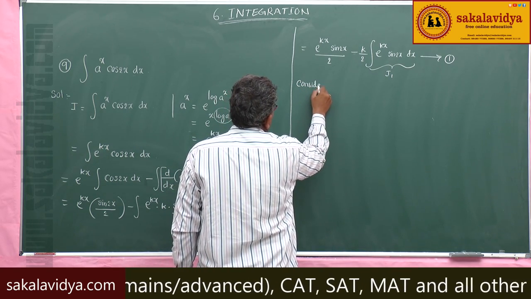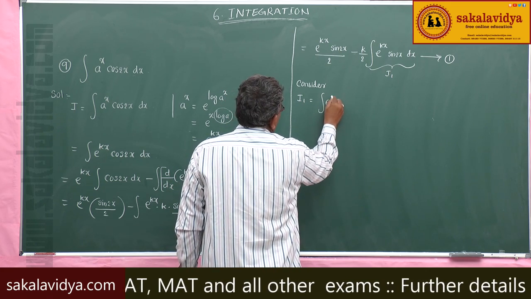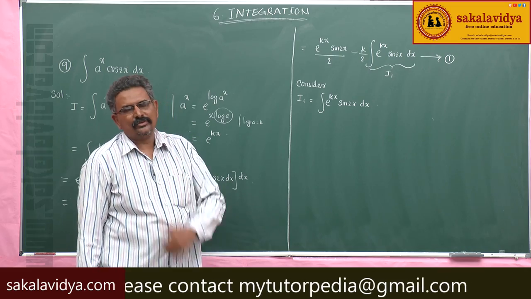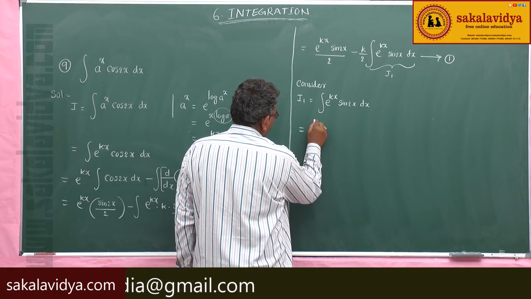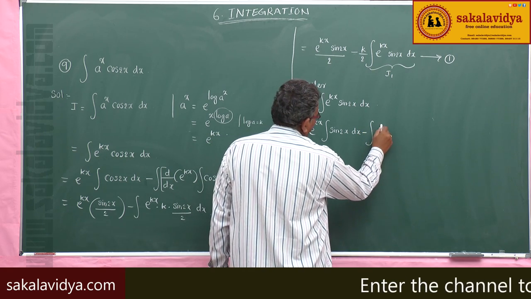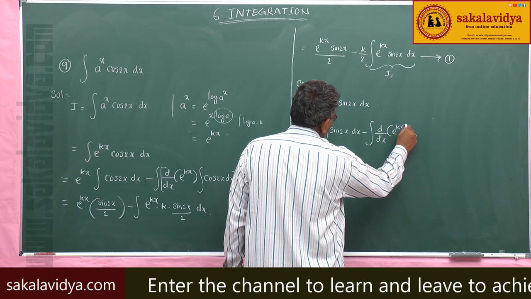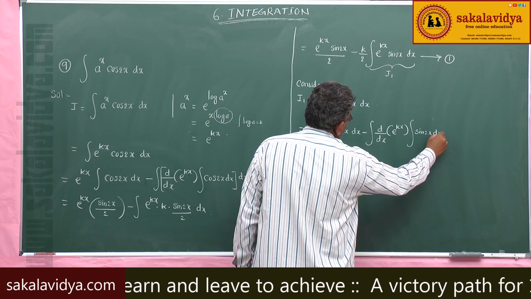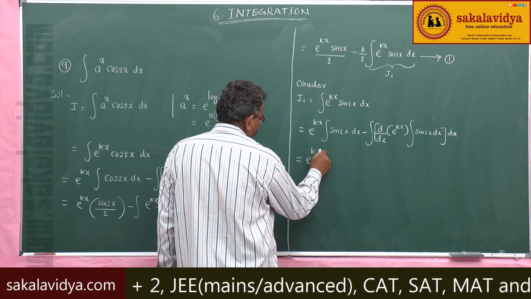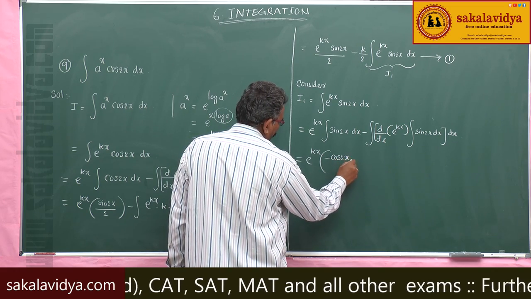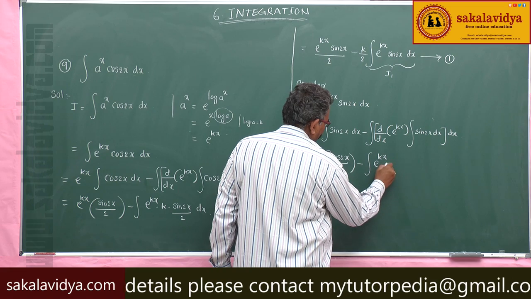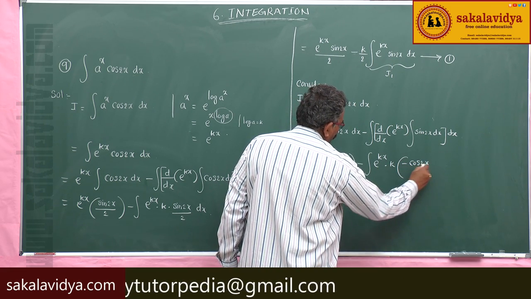Now consider I1 is equal to integral e power kx sin 2x dx. Again applying the integration by parts rule. So, e power kx integral sin 2x dx, minus integral d by dx of e power kx times integral sin 2x dx, and whole dx. e power kx sin 2x is minus cos 2x by 2. Okay. Now, minus this will be e power kx into k, minus cos 2x by 2 and this dx.